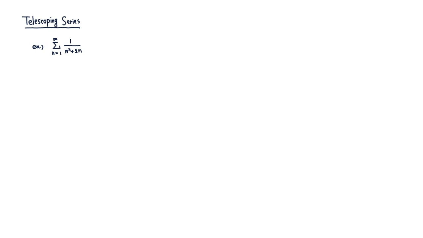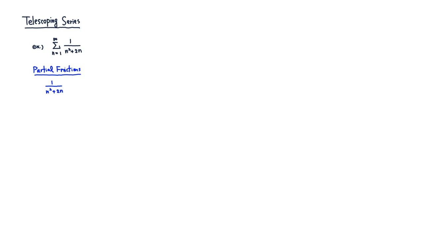Before we go into the partial sum, we're going to look at the partial fractions so that it looks a little bit different. Oh, sorry, partial fractions. So let's find the partial fractions of this expression here: 1 over n squared plus 2n.